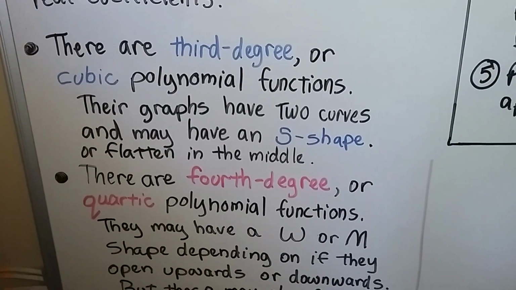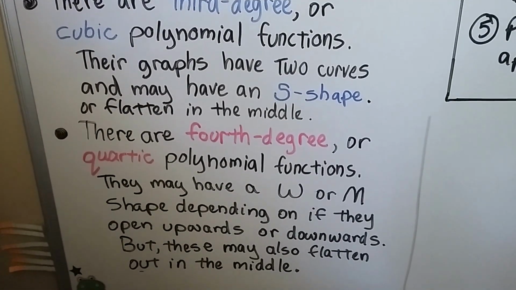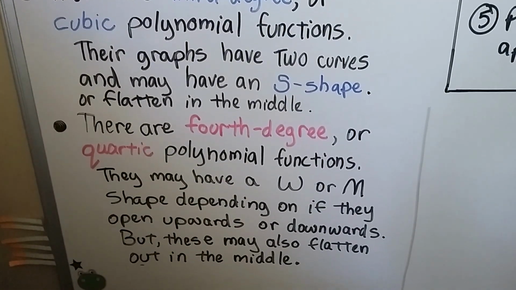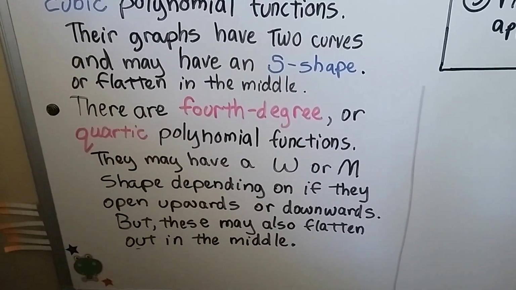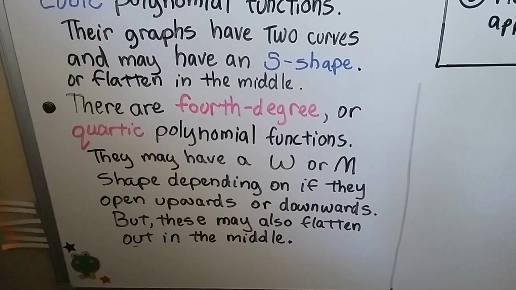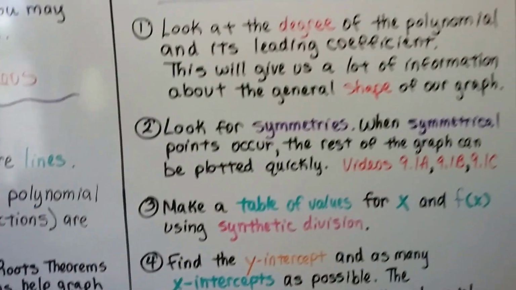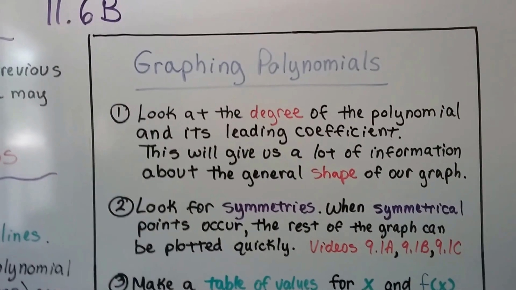We talked about this in the previous video, and also that there's fourth degree or quartic polynomial functions, and they might have a W or M shape depending on if they open upwards or downwards, but these may also flatten out in the middle. Now, we got 5 rules here to help us graph polynomials.